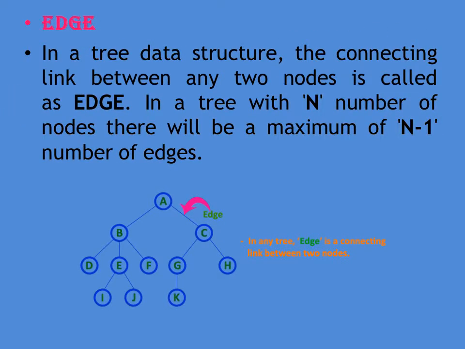Edge. In a tree data structure, the connecting link between any two nodes is called as edge. In a tree with n number of nodes, there will be maximum of n minus 1 number of edges. In below example, as we have 11 nodes, we will be having 10 edges.